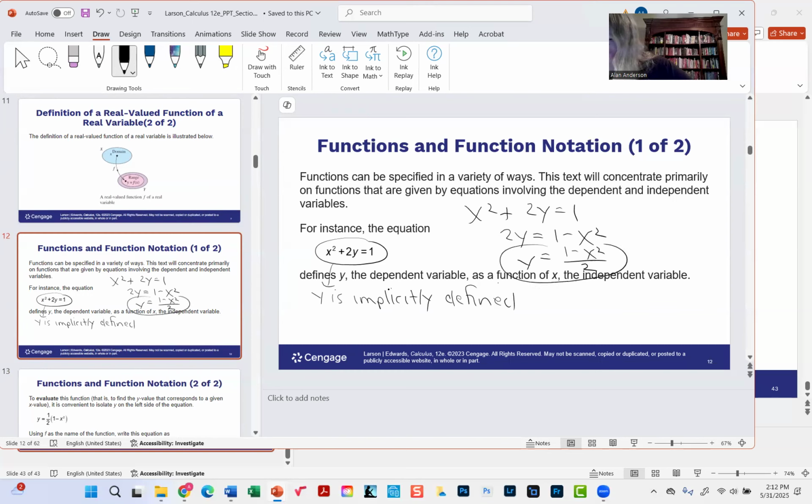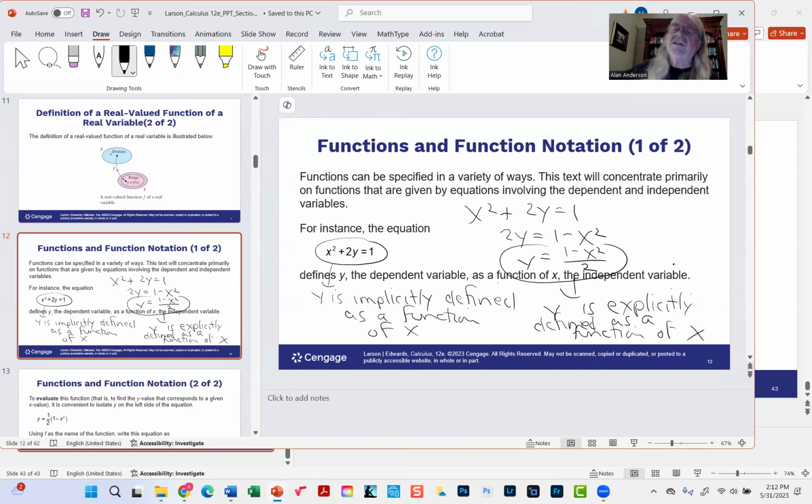So here we say that y is explicitly defined as a function of x, meaning that y is on the left-hand side and the x and the constants are on the right-hand side. So this is the distinction they're drawing.